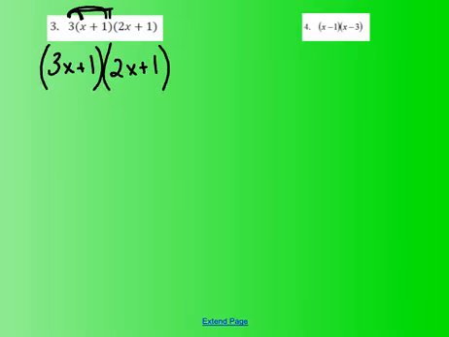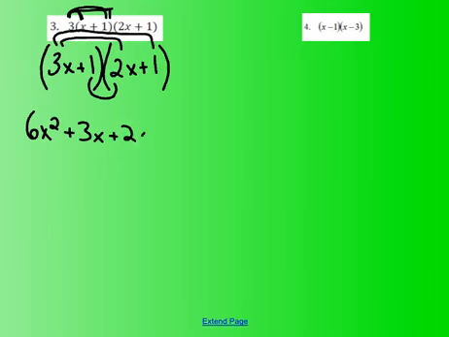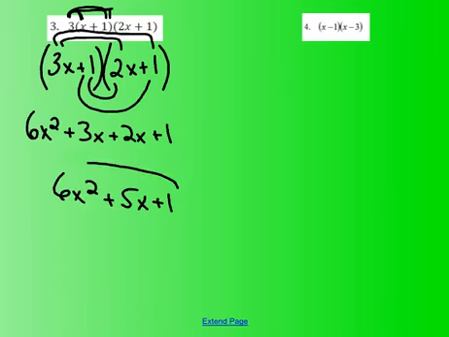Since they're written like this, I'm going to FOIL these. So I'm going to do the first term in each one. That's 3 and 2. That's going to be 6x squared. Now I go last. 3 times 1 is just plus 3x. Inside, 1 times 2 is 2x. And then last in each one is plus 1. So here I'd have 6x squared plus 5x plus 1.